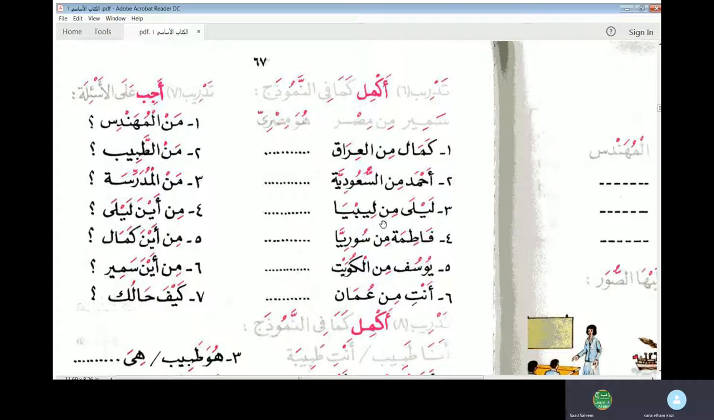Layla من ليبيا. Layla is from Libya. هي ليبية. She is Libyan. فاطمة من سوريا. فاطمة is from Syria. She is Syrian. يوسف من الكويت. هو كويتي. أنت من عمان. هي عمانية. أنت عمانية. هي عمانية.